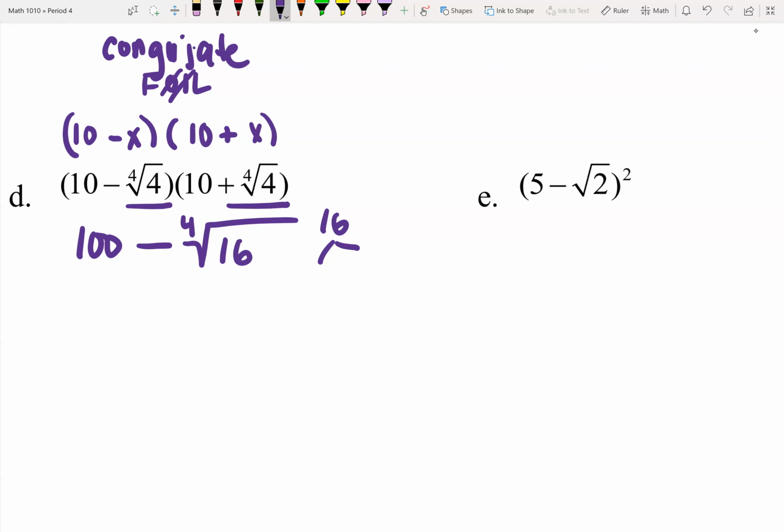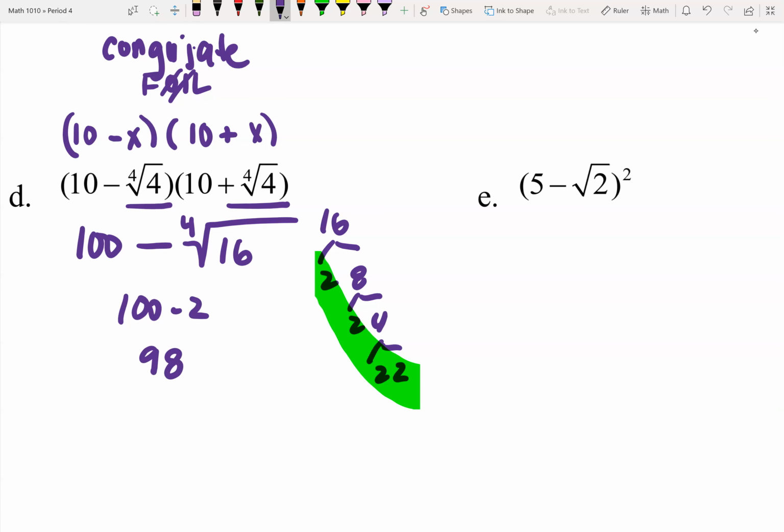So let's take the 16 and break it down. So 16 is 2 times 8. 8 is 2 times 4, and 4 is 2 times 2. What is the 4th root of 16 equal to? 4th root of 16, you have to have 4 of them to come out. It's a 4th root. So those come out as 1. So it's 100 minus 2, which is 98. That's your answer.